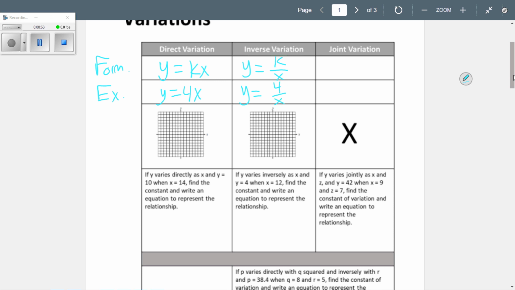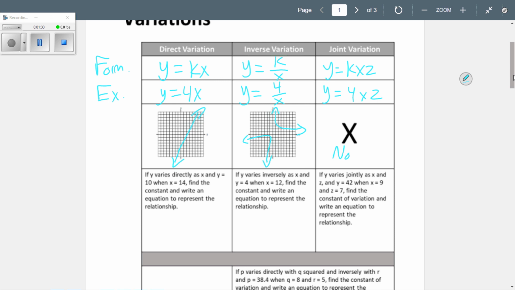And then finally, we have joint variation, which is y equals k times x times z. And an example of that is y equals 4 times x times z. Alright. Now, an example of a direct variation graph would just be a straight line. An example of an inverse variation graph is what we just did a couple days ago, where the graph kind of looks like that with some asymptotes. And then joint variation, there's no graph. Okay? So those are the formulas. There's an example, and that's how the graphs will look.